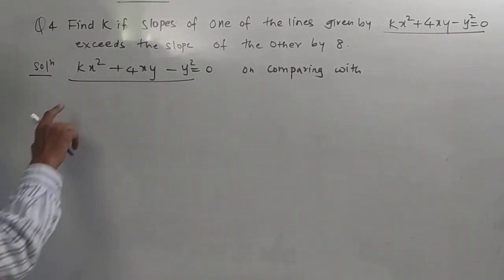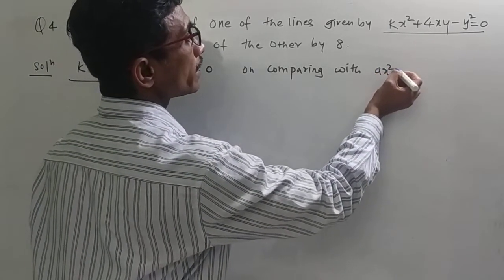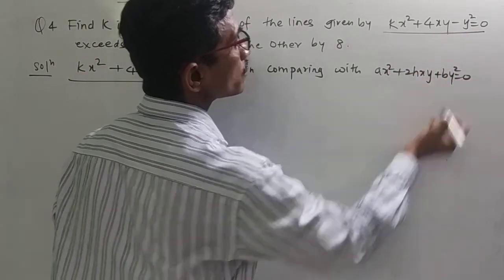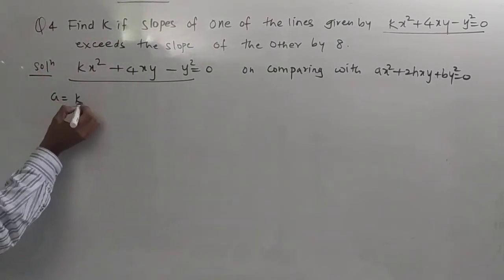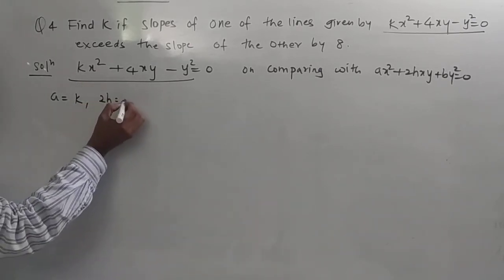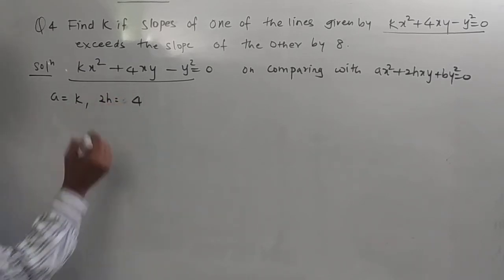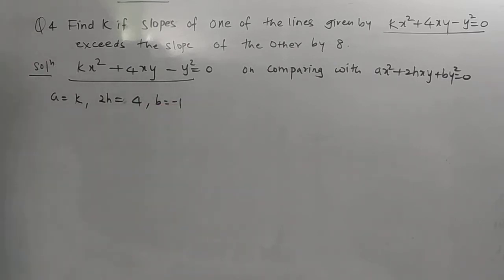First of all, we will compare this equation with the equation ax square plus 2hxy plus by square is equal to 0. Then we first find a, b and h. A is equal to k, which is the coefficient of x square. 2h is equal to 4. And b is equal to minus 1. So on comparing this equation with that, we are getting a, 2h and b.